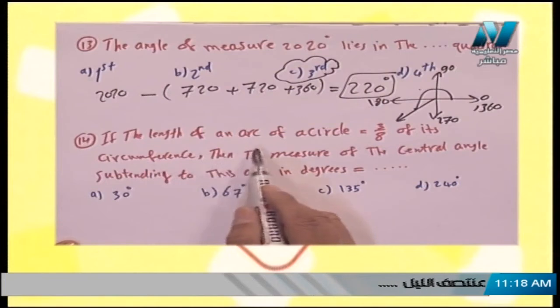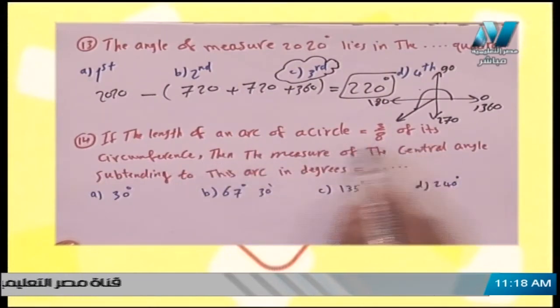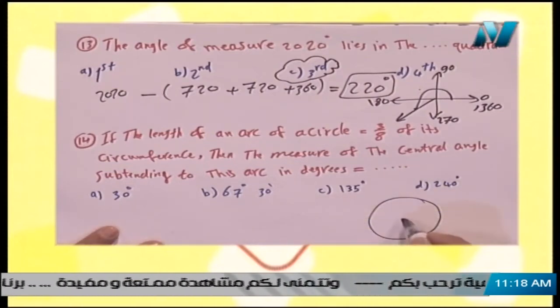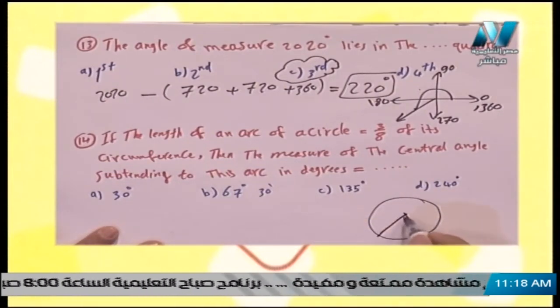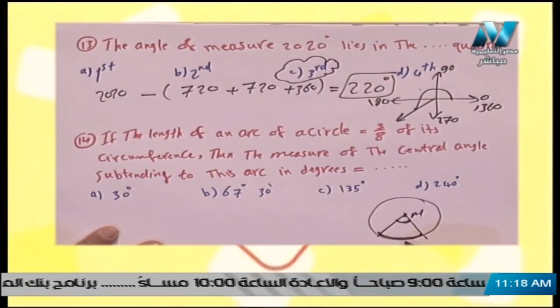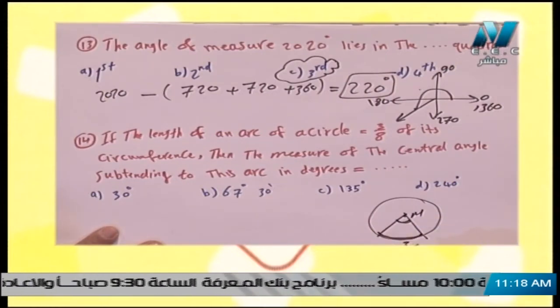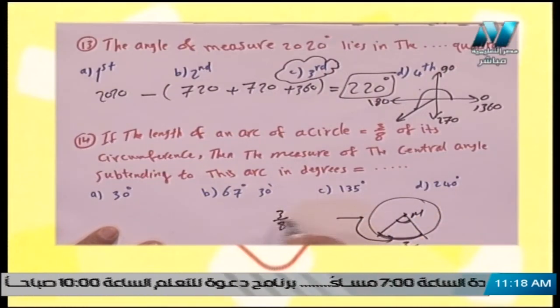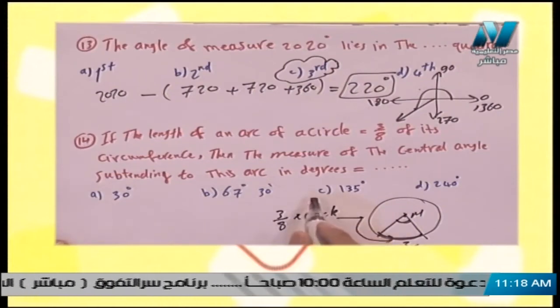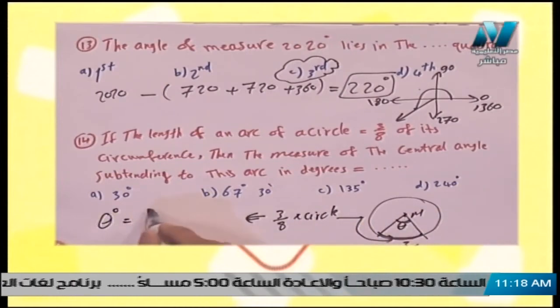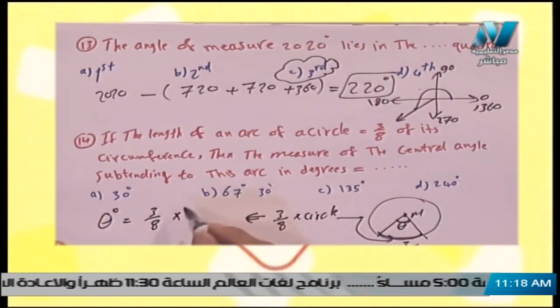If the length of an arc of a circle is 3/8 of its circumference, so if we have a circle here and we have a part of this circle, this is M, and we have a central angle here, and this arc equals 3/8 of the whole circle, then the central angle theta here equals 3/8 multiplied by 360.